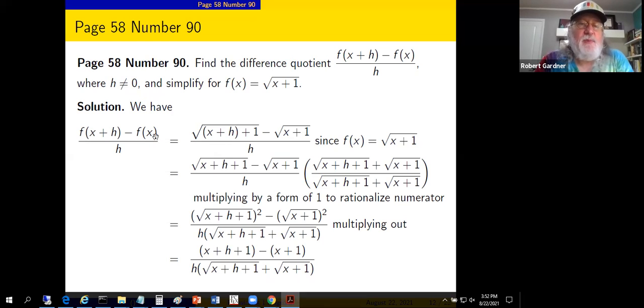f of x plus h minus f of x over h. For f of x plus h, I just go up here to f of x and replace x with x plus h right there. So we'll have the square root of x plus h plus 1. Substituting in, there's the f of x plus h. Subtract f of x, there's f of x. We'll put that there. Divide by h. We've evaluated the function. Like I said, this one's a trick, and that's the reason I wanted to do it.